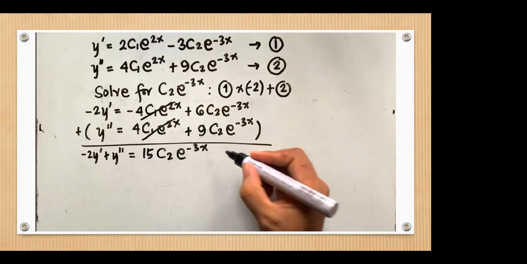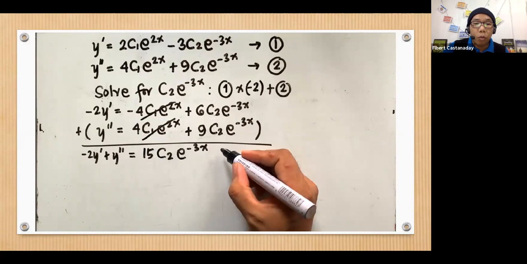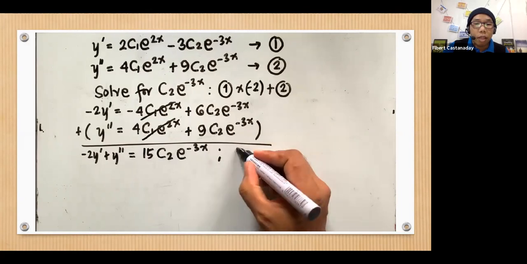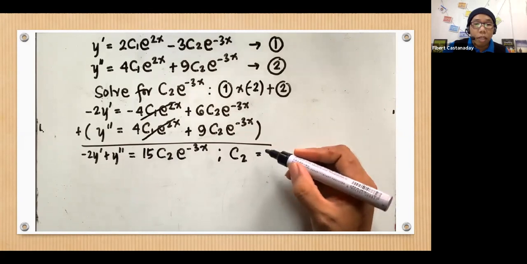Okay, so that's good. Now, since we are to solve for c sub 2, and we can see that there's a coefficient there of 15, we multiply or divide both sides by 15.